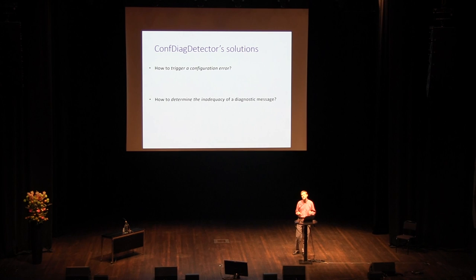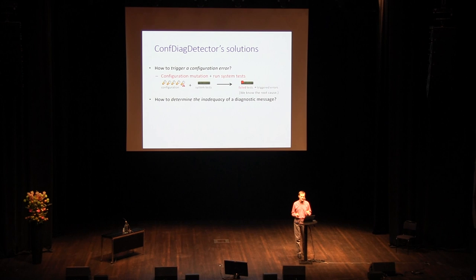So we built a tool called ConfDiag Detector, and it has a particular solution to each of these two problems. The solution to the first problem is configuration mutation, then running the system tests. So in particular, take a configuration, make some small change to it, and run the system tests. If the system tests succeed, then maybe it was still a legal configuration. But if the system tests fail, then we know that was not a legal configuration. And furthermore, we know the exact error message, and we know the exact root cause that caused that error message.